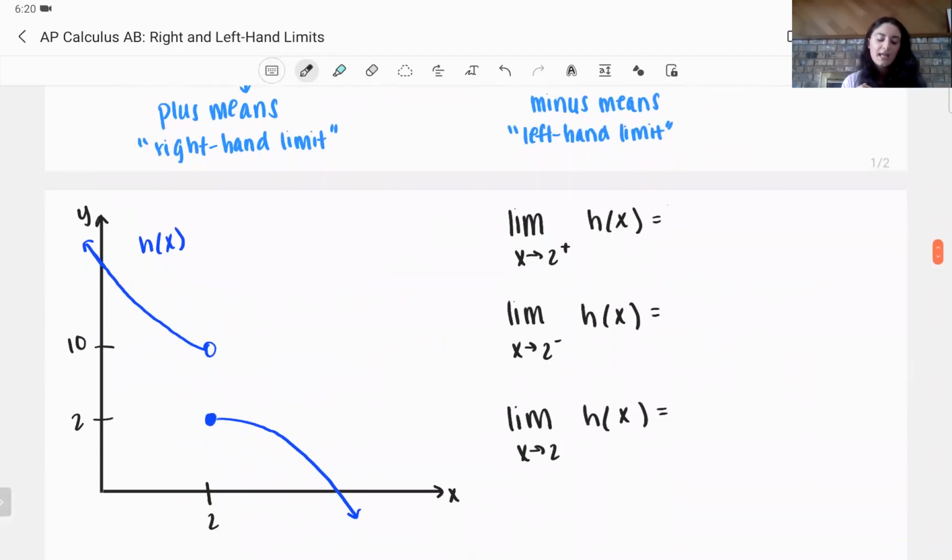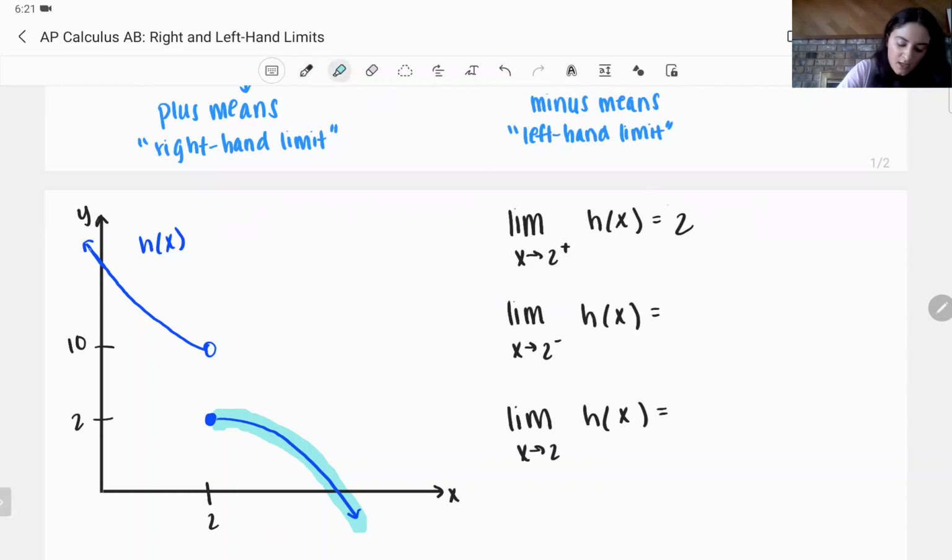Here we have this function h of x, and again, it has this weird jump, but luckily we can still talk about its left and right hand limits. So let's calculate the right-hand limit first. So what are we going to do? We're going to trace our function starting from the right. As we trace it starting from the right, as x gets close to 2, what do the y values get close to? It looks like the y values are getting close to 2. So that is our right-hand limit.